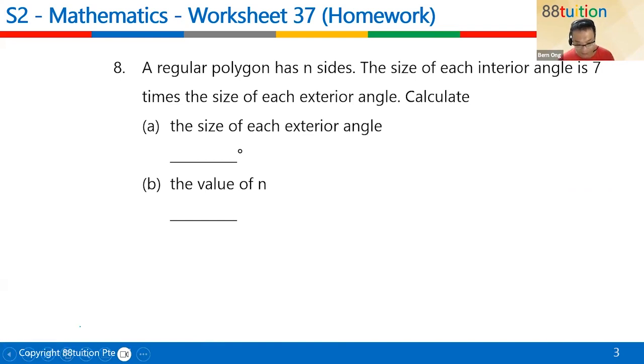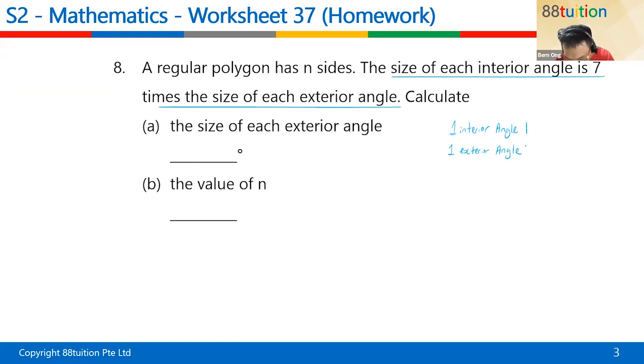A regular polygon has n sides. The size of each interior angle is 7 times the size of each exterior angle. Okay, down here, you must know what's happening. So it's like 1 interior angle versus 1 exterior angle. What did the question say? Interior angle is 7 times. That means what? Watch your drawing model. So it's 1, 2, 3, 4, 5, 6, 7. Okay, 7 times.